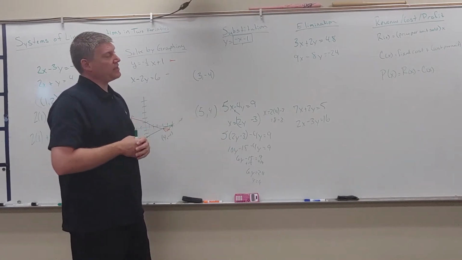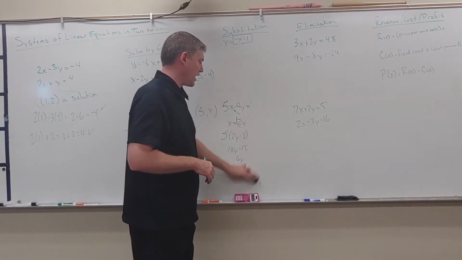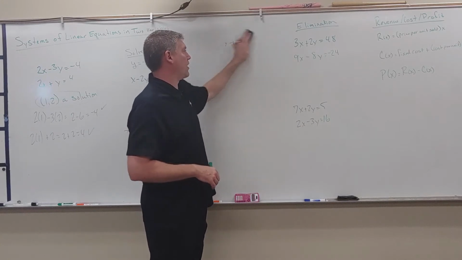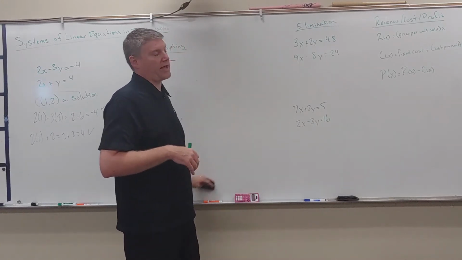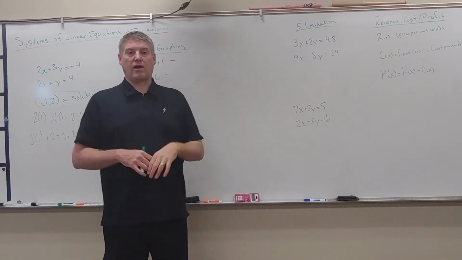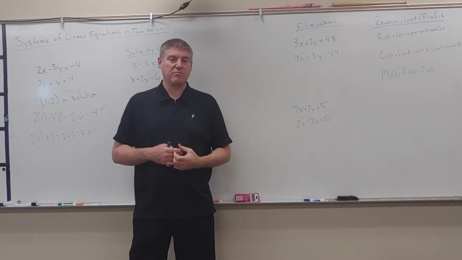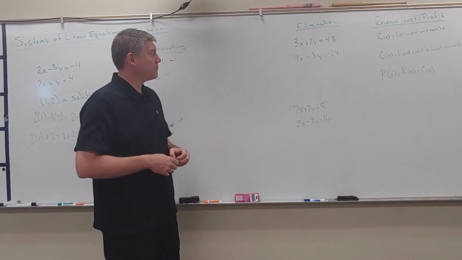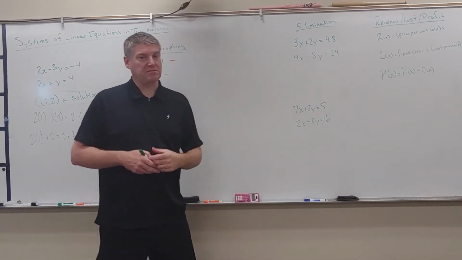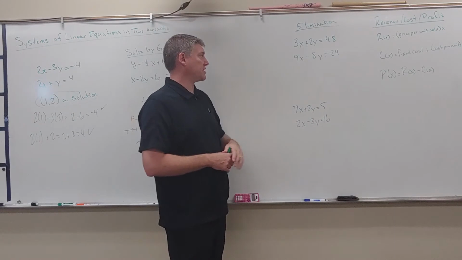Now, in elimination, what we're going to do is eliminate one whole variable. So I want to get rid of either my x or y. And to do that, I have to make them the opposite of each other. So one of them has to be positive, one of them has to be negative, and they have to have the same coefficient. Okay? So that means I can multiply the top or the bottom equation by a constant, or both of them by constants, to get them to be opposite.